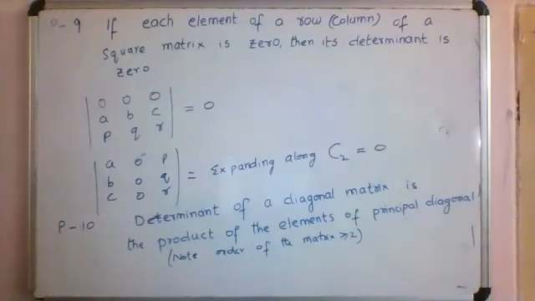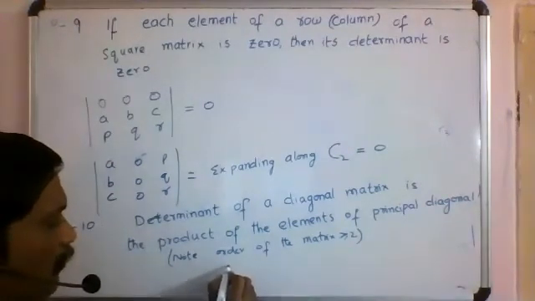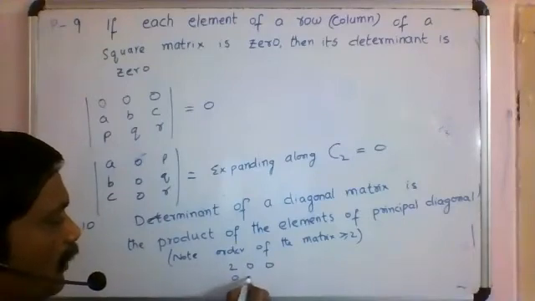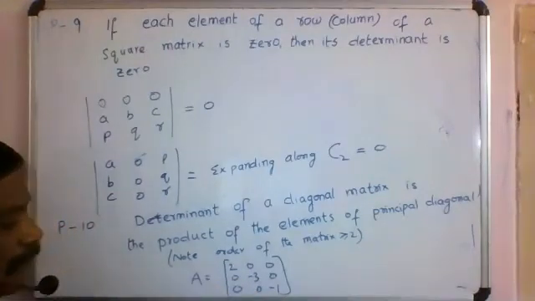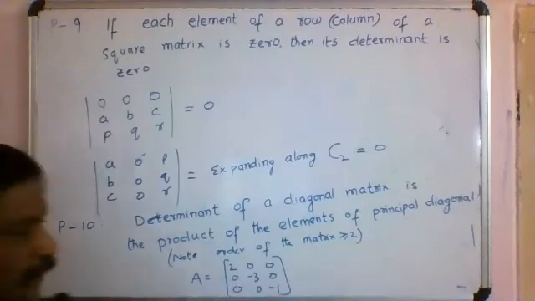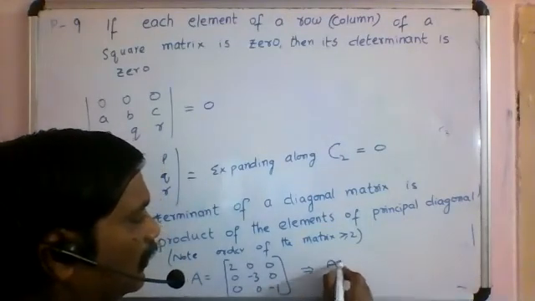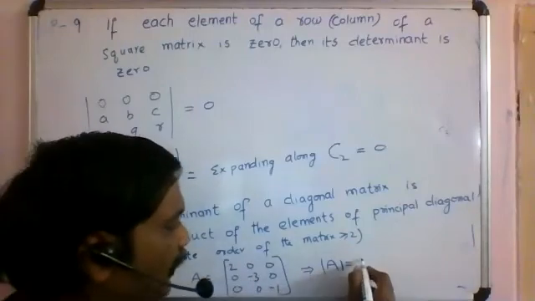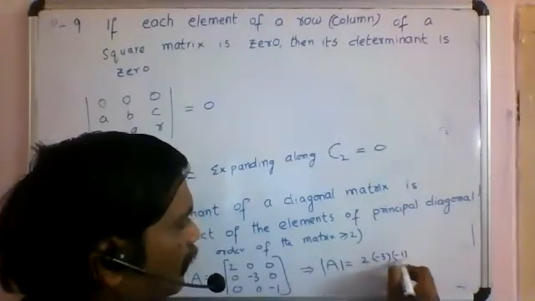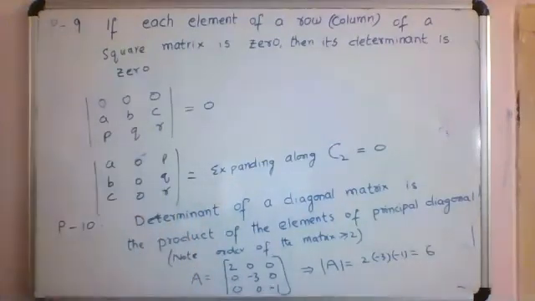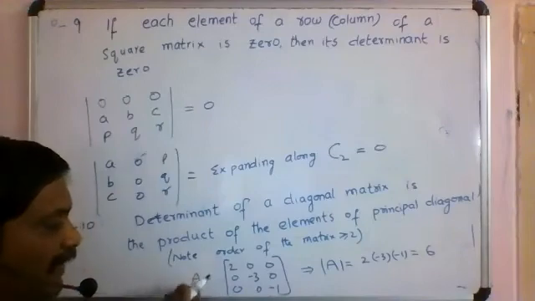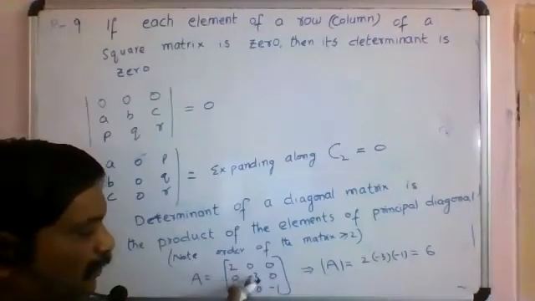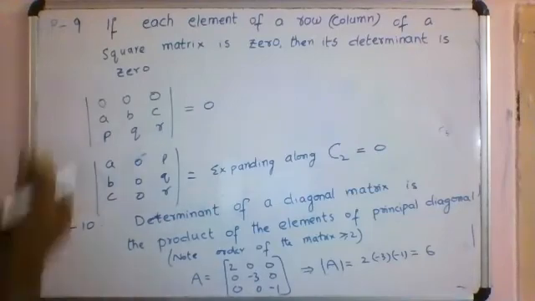Okay. So you take any diagonal matrix: 2, 0, 0, 0, minus 3, 0, 0, 0, minus 1. Suppose this is a diagonal matrix. You try to expand this, and you can find the determinant is 2 into minus 3 into minus 1, which is 6. You take any row or any column and expand. Finally, you will observe that if you have a diagonal matrix, its determinant is nothing but the product of principal diagonal elements. It is easy.